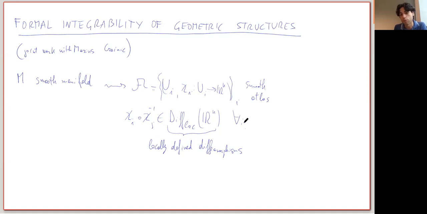Now the key point is that many examples of geometric structure are defined by a smooth atlas where the changes of coordinates have an extra property. So you can say that they belong to some nice subset of this space Diff_loc(R^n). And this nice subset is what will be a pseudogroup. So I will now try to introduce this definition of pseudogroup and understand which kinds of geometric structure can be studied in this way.